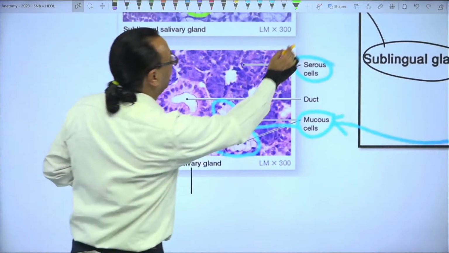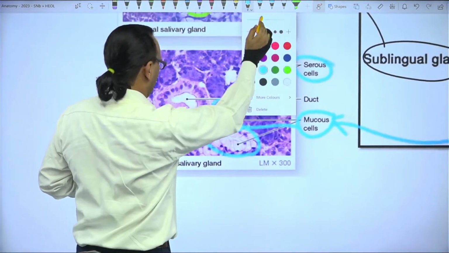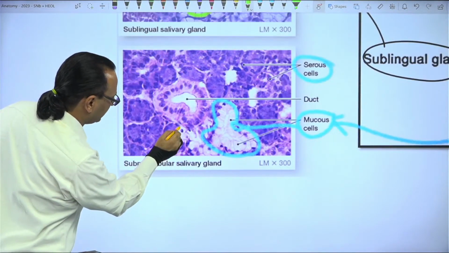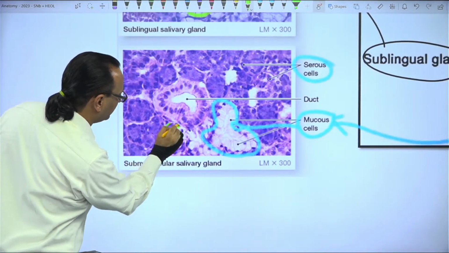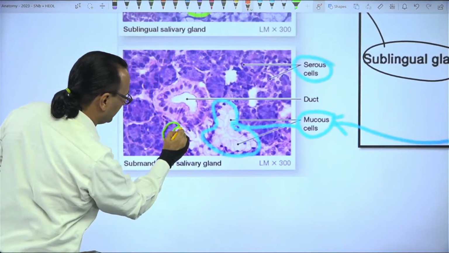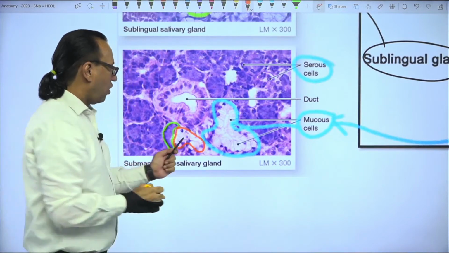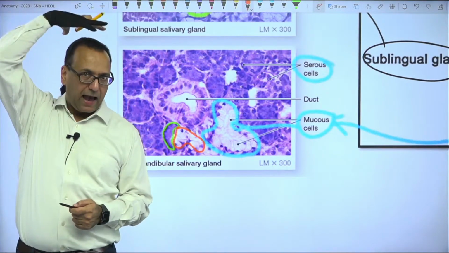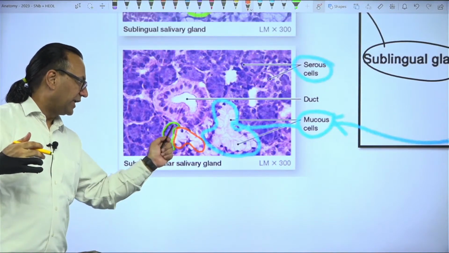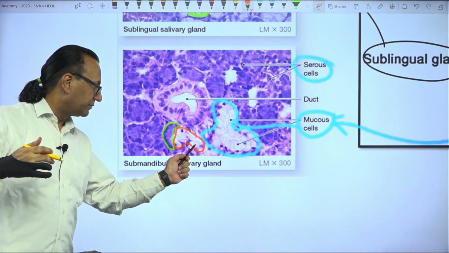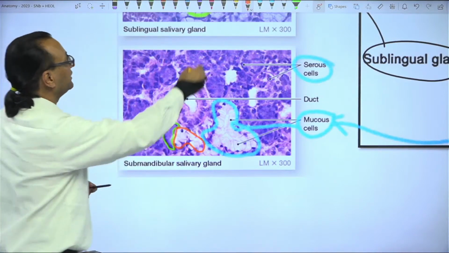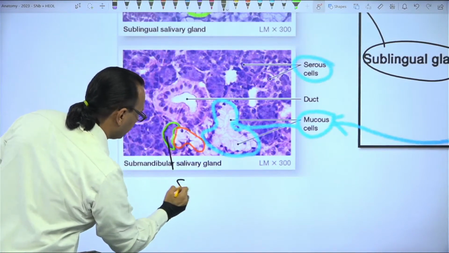So what is a serous demilune then? As you will notice, there is one serous gland sitting on the mucous gland. This is the mucous gland. So on the mucous gland, like a cap on the head of a mucous gland, the serous gland is sitting like a cap. It is a mixed salivary gland, that is where you'll have serous demilune. So this is what you call a serous demilune.